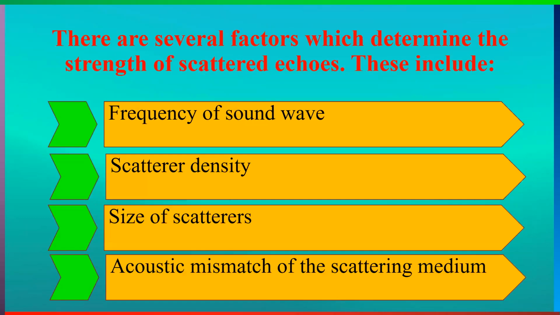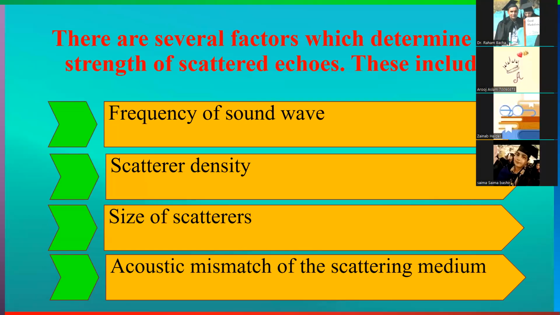So what are the factors that determine the strength of the scattered echo? These are the frequency of the sound wave, scatter density, size of the scatter, and the acoustic impedance mismatch. First of all, the frequency. There is a direct relation between the frequency and the scattering. If the frequency is increased, then the amount of scattering will also be increased. This is a direct, one-to-one relation, right?